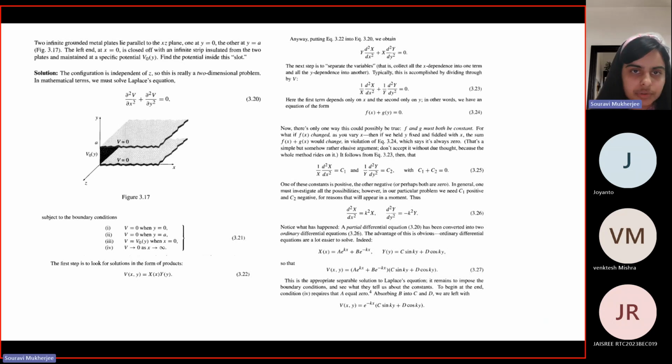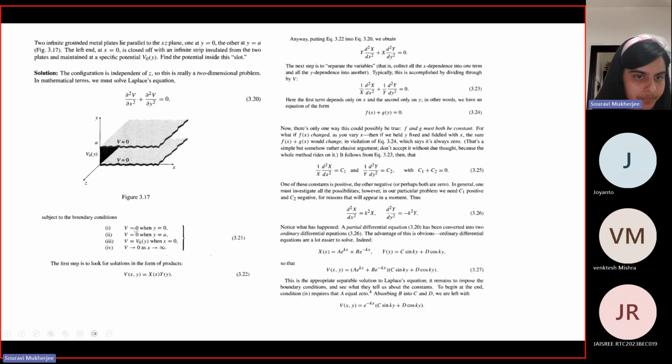So here, you have two infinite grounded metal planes, and they lie in the xz plane, as you can see, at two different y values. One is at y equal to 0, another is at y equal to a. Now you are asked to find the potential inside this slot. Here you can see that there is an infinite strip which is maintained at a specific potential V0, this black region.